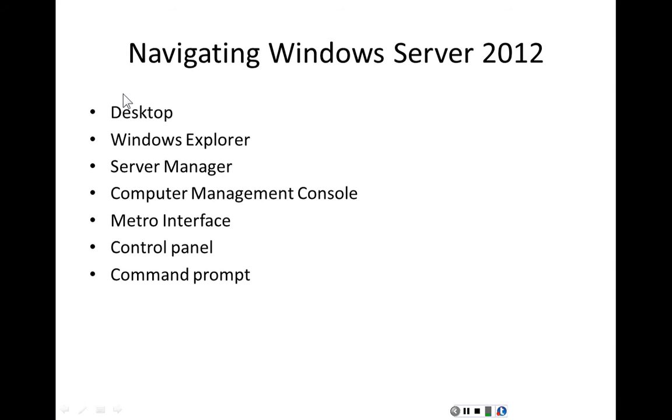So, briefly, we looked at the desktop, the Windows Explorer, not to be confused with the Internet Explorer, Server Manager, which we will use a lot to add roles and services, the Computer Management Console, which is nearly identical to Windows 7, the Metro interface. Now that's what Windows 8 looks like. You don't have to use it much, really. Control Panel, which is nearly identical to Windows 7, and then getting to the Command Prompt.